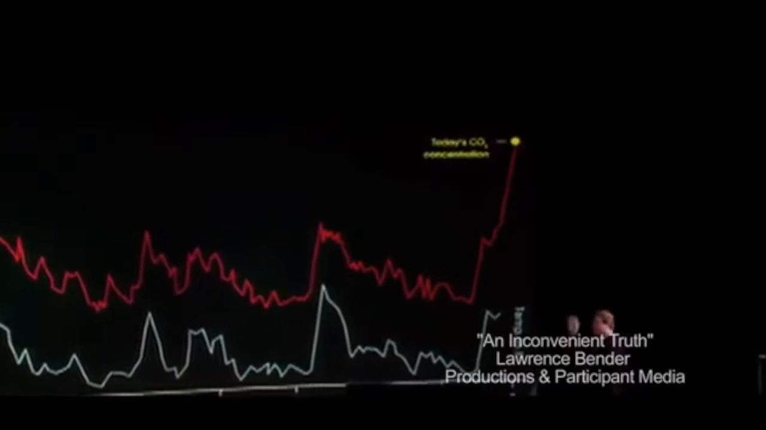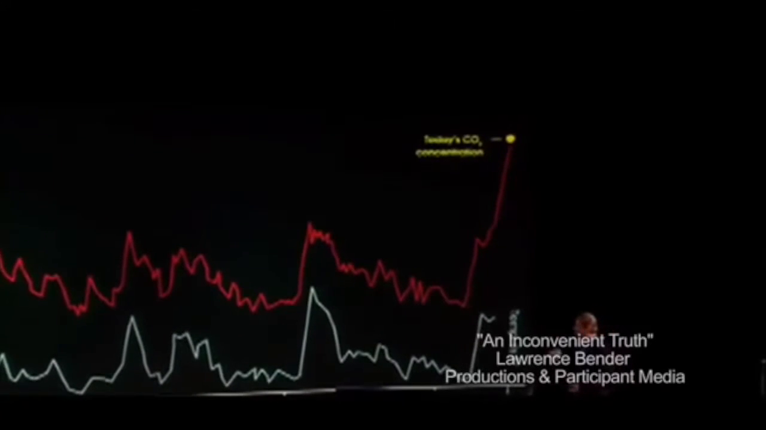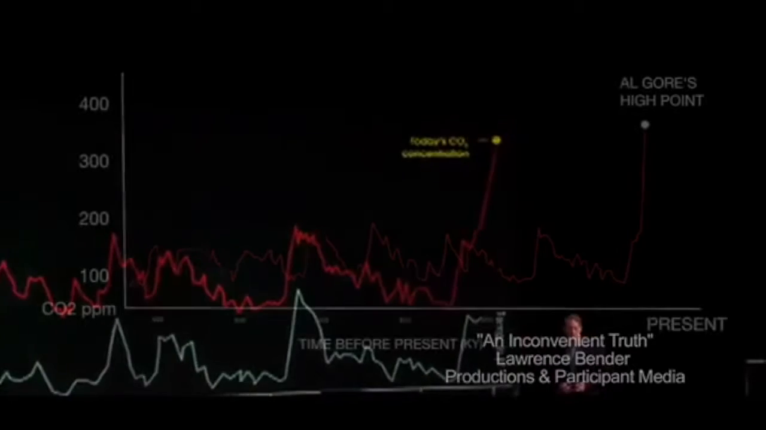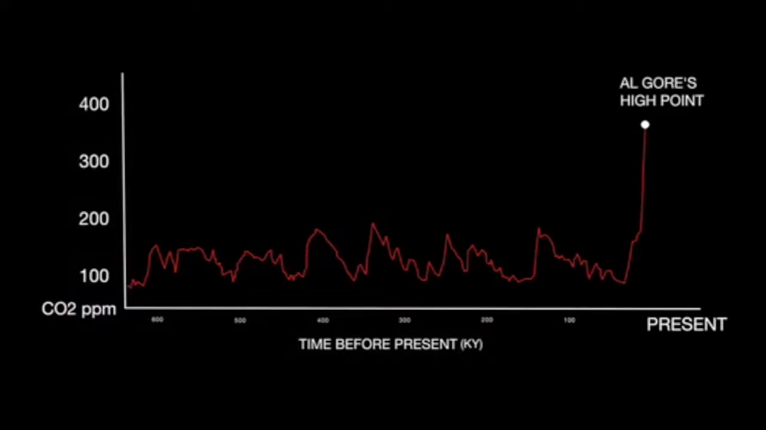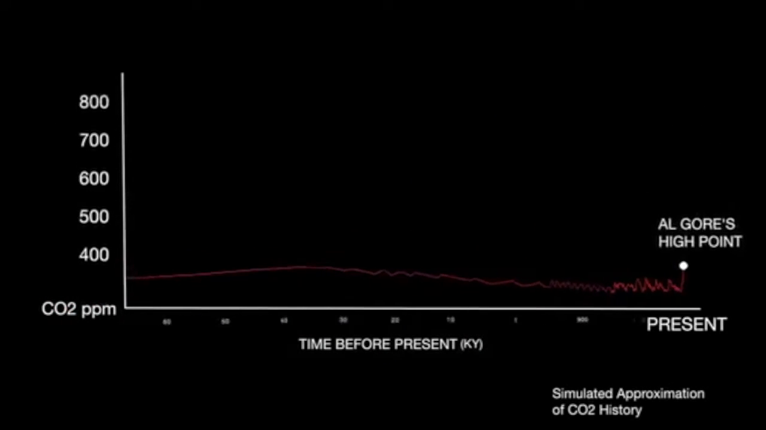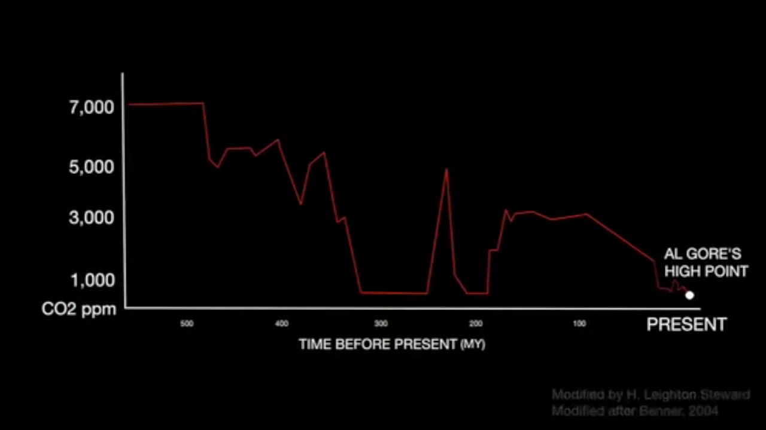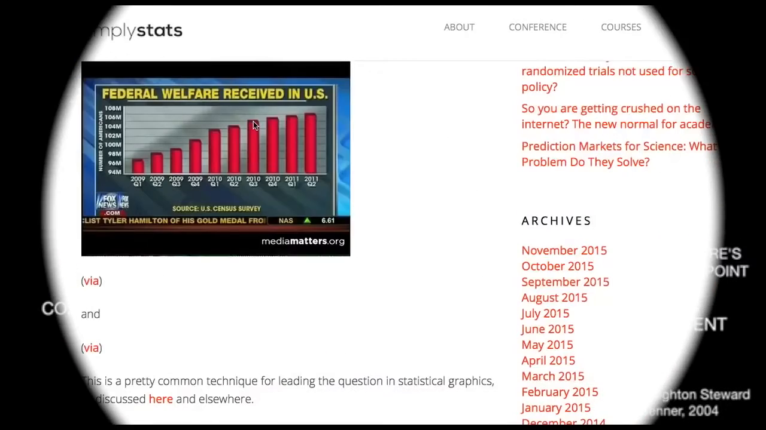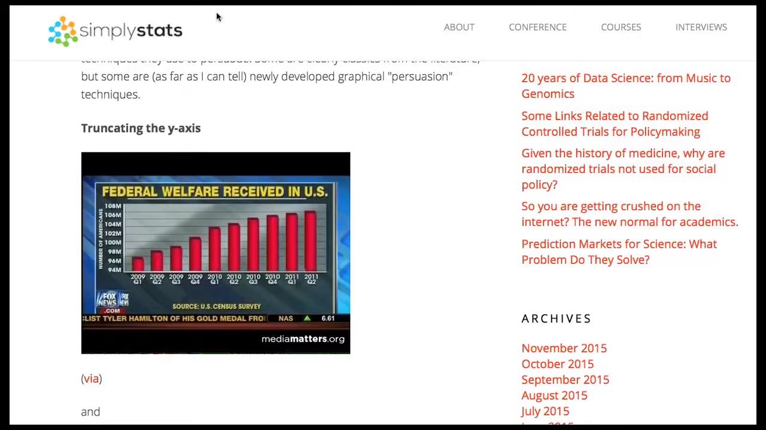Here is where CO2 is now. Way above where it's ever been as far back as this record will measure. Gore's chart may seem impressive, but the geologic record shows that CO2 levels in the distant past were far greater than they are today. Now, let's take a look at some of these examples and how they work.